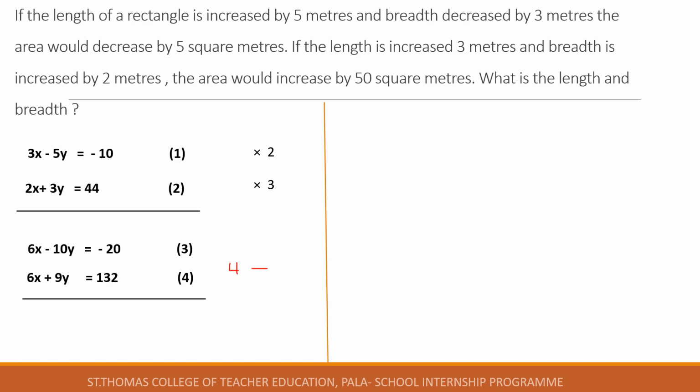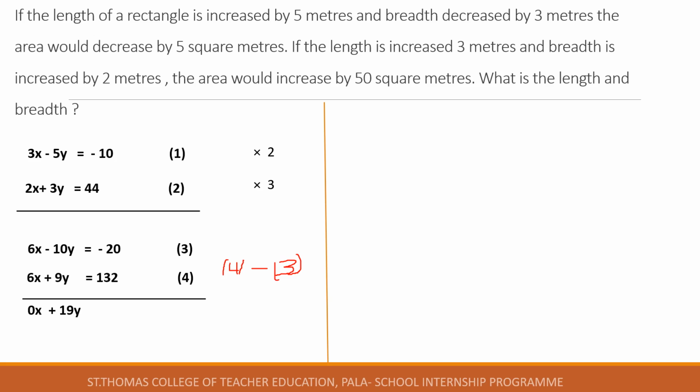4 minus 3, isn't it? You can do 4 minus 3. You can do 3 minus 4 also. But here for more convenience I am doing this. And then what will be the first step? What will be the first term? 6x minus 6x becomes 0. 9y minus minus 10y, and 2 minuses together give plus. So what do we get? 19y.